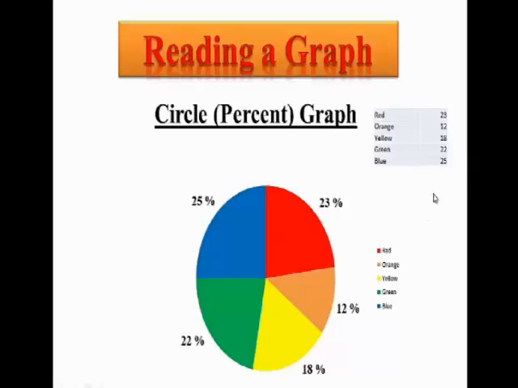But if I had other types of numbers, it might not add up to 100. So I have to find my percentages another way, but that's in another lesson. For yellow, 18% like that color. For green, 22%. And for blue, 25%. And this is a percent graph or a circle graph.